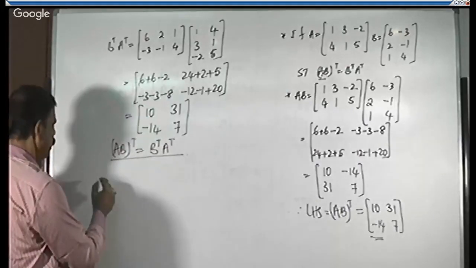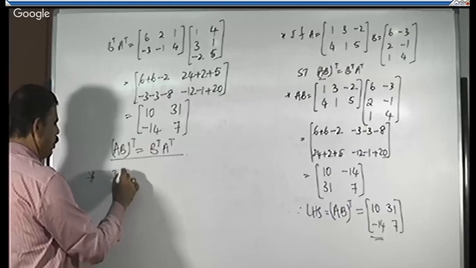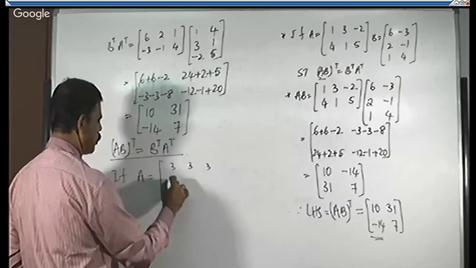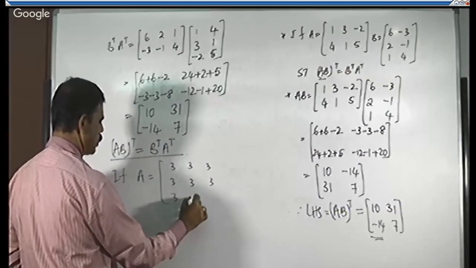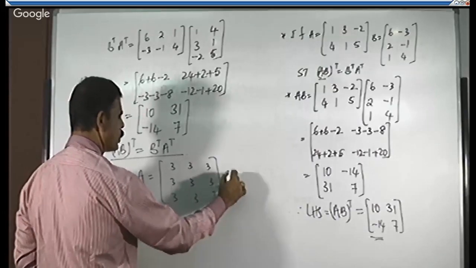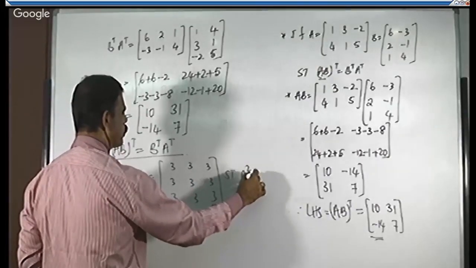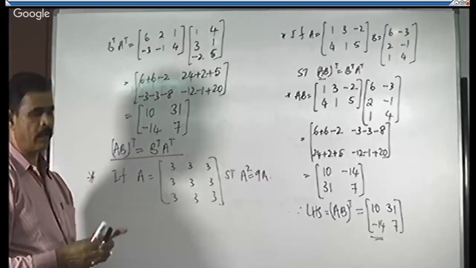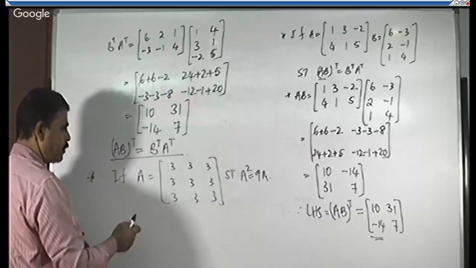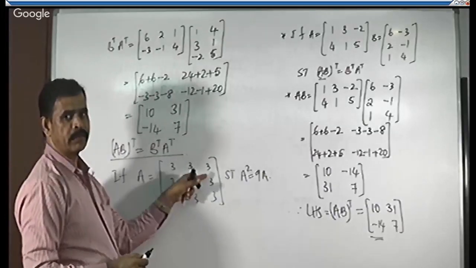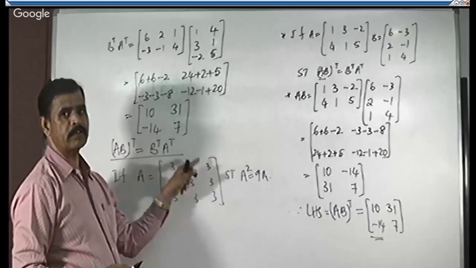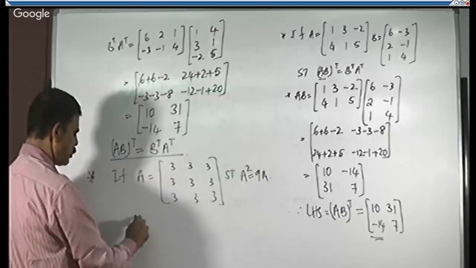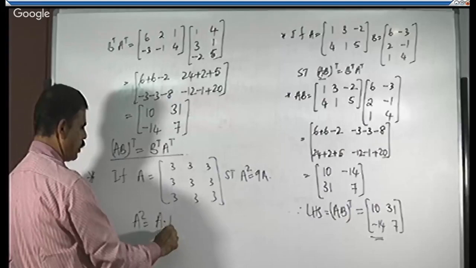Okay. Then, next problem. If A is equal to 3, 3, 3. All elements are 3 only. 3, 3, 3. Show that A square is equal to 9A. A square means what? It is not squaring all the elements. It is a multiplication of two matrices. It means we have to go according to rows into column only. Don't square each element, right? A square is equal to A into A.